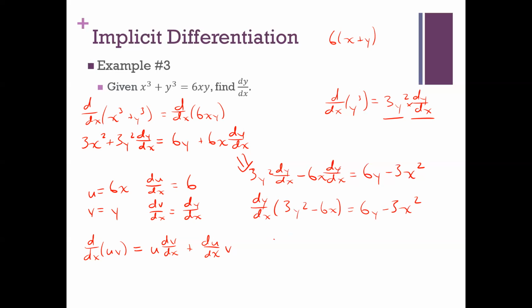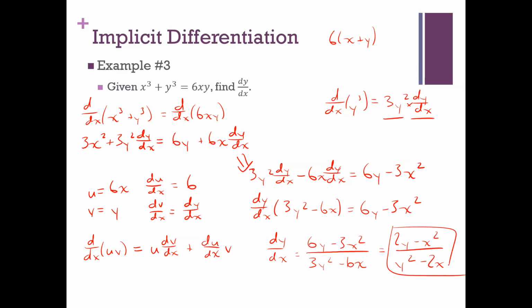So now that I have that factored out, I can truly isolate it and get dy dx equals 6y minus 3x squared over 3y squared minus 6x. And that simplifies a little bit. And I'll take a pause right there.